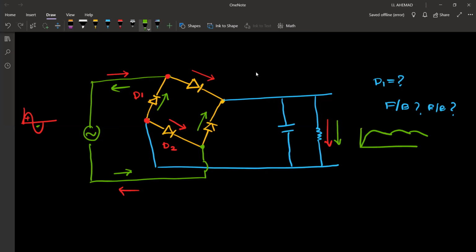Okay, is the idea clear about the bridge circuit? Shahama?